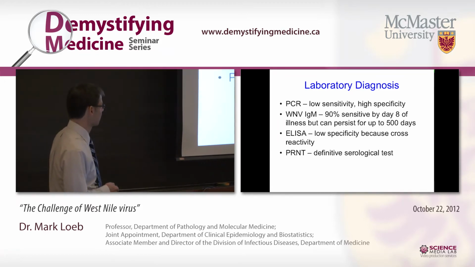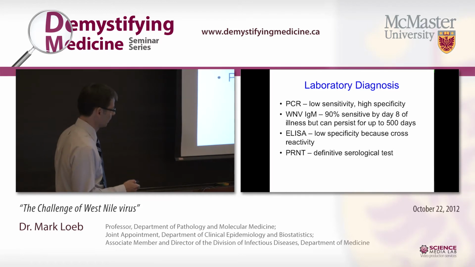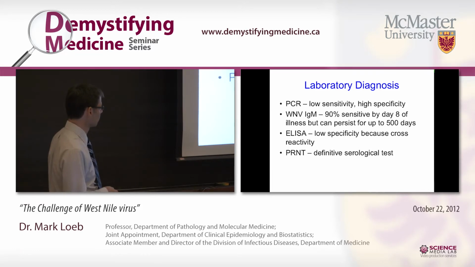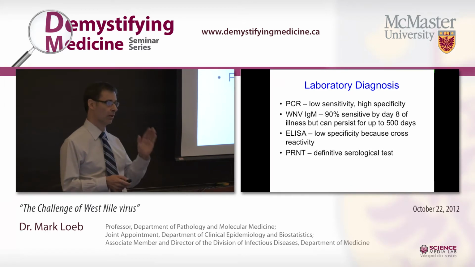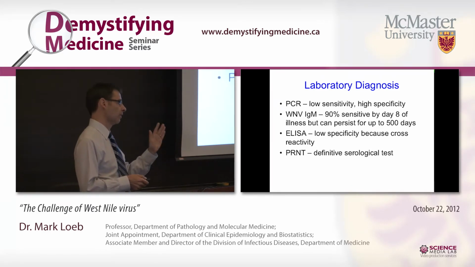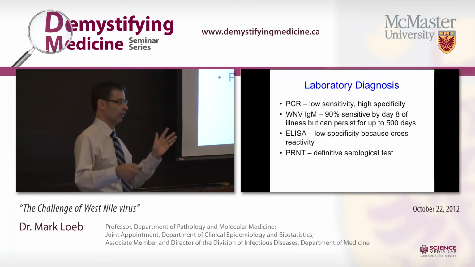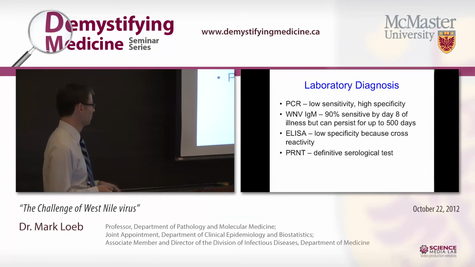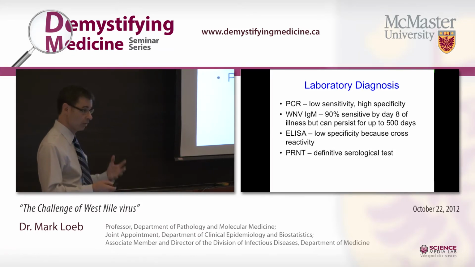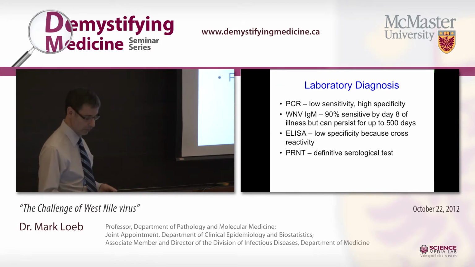ELISA is not so good a test. It's got a low specificity because of cross-reactivity with other flaviviruses, so it could react with dengue or Japanese encephalitis virus. The definitive serological test is to do plaque reduction neutralization tests. That's where we get blood at the very beginning of a season if we're following a patient, and at the very end, and if they get a 4-fold rise or more with this, and it actually is a test that shows neutralization of the virus, so it's very, very specific for flaviviruses.